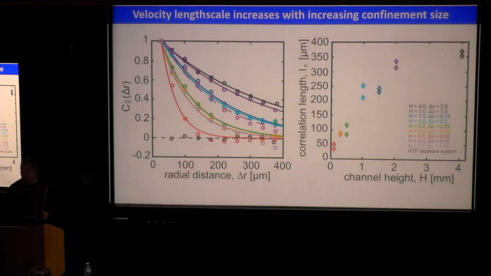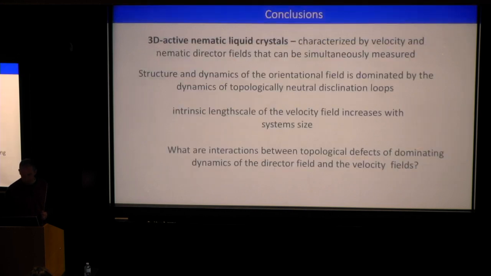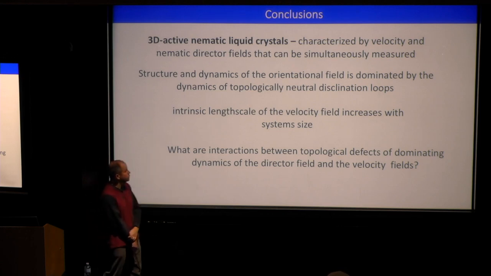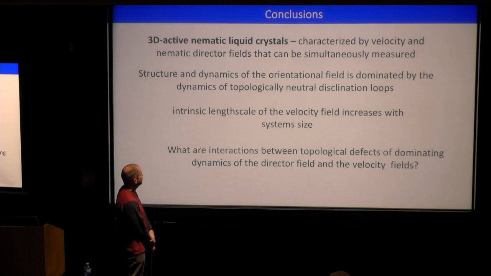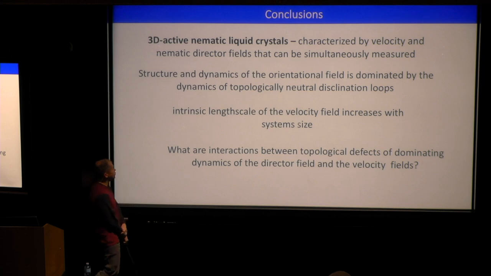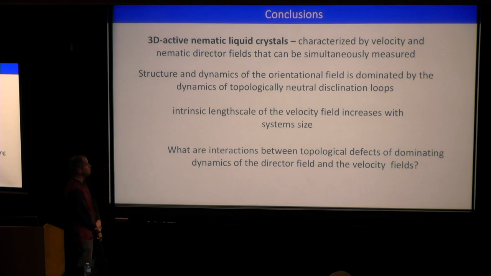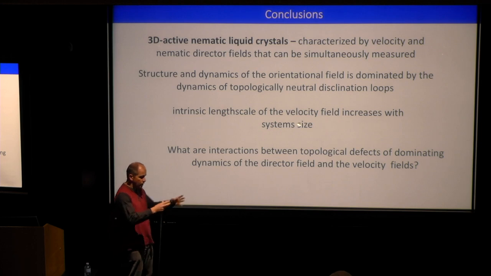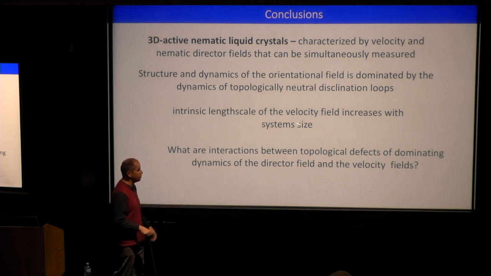Okay, so that almost brings me to the end, right? What I've talked to you about is a new model system of 3D active nematic liquid crystals. It's characterized by the velocity and nematic director fields that can be simultaneously measured on millimeter scale. The structure and dynamics of the orientational field is dominated by the dynamics of topologically neutral disclination loops. Again, one could imagine different scenarios in which you create pairs of disclination loops of opposite charge.